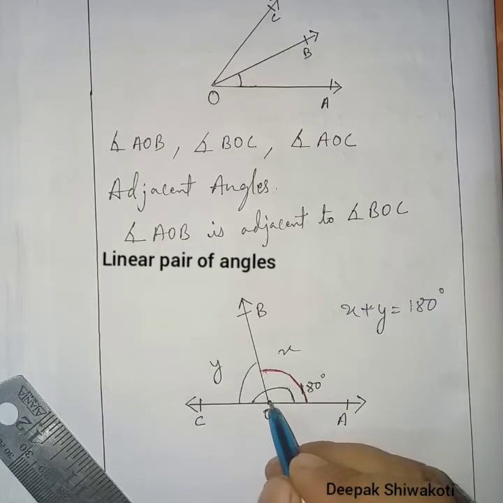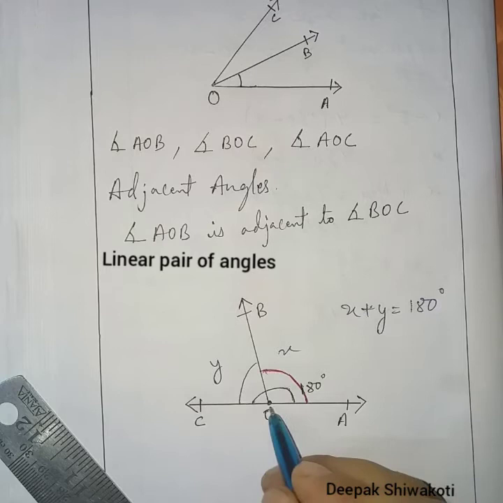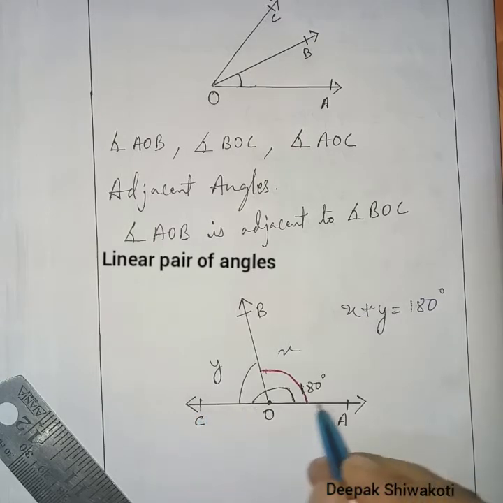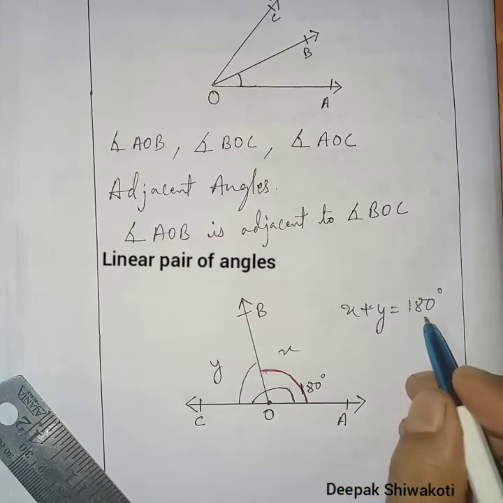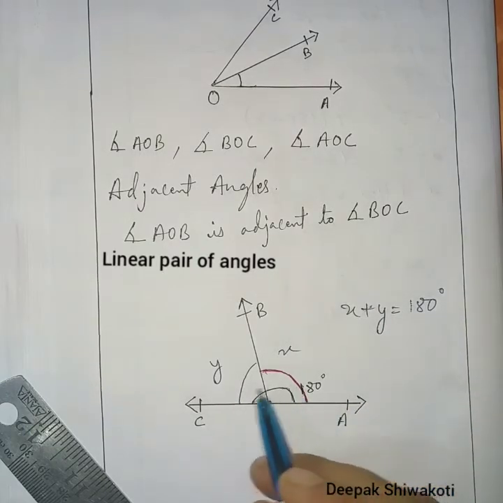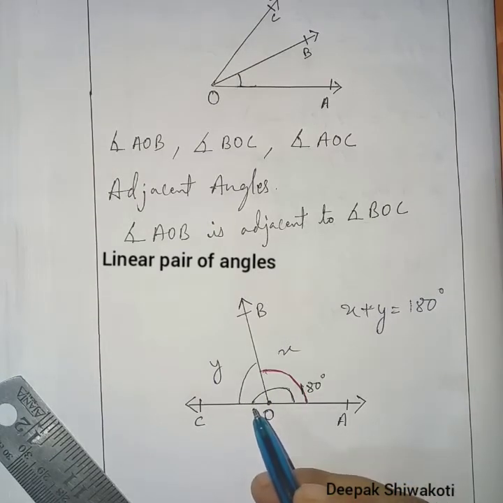Okay, at a point. So from here two angles are formed. So at this point on this line the total angle is 180 degrees. The sum of these two angles is also 180 degrees. That is why these two angles are called a linear pair.